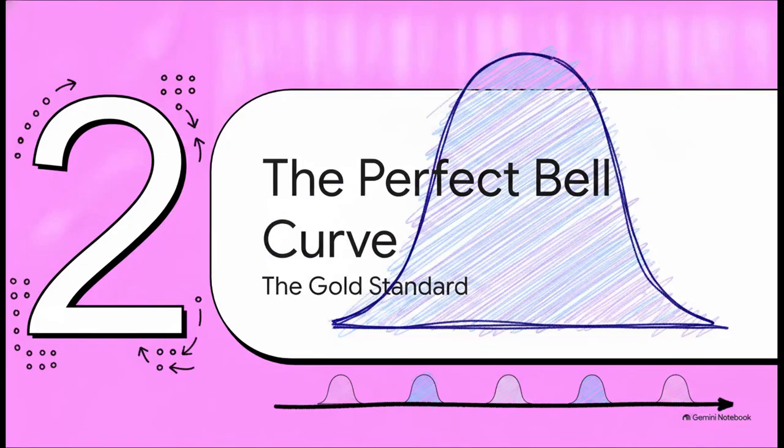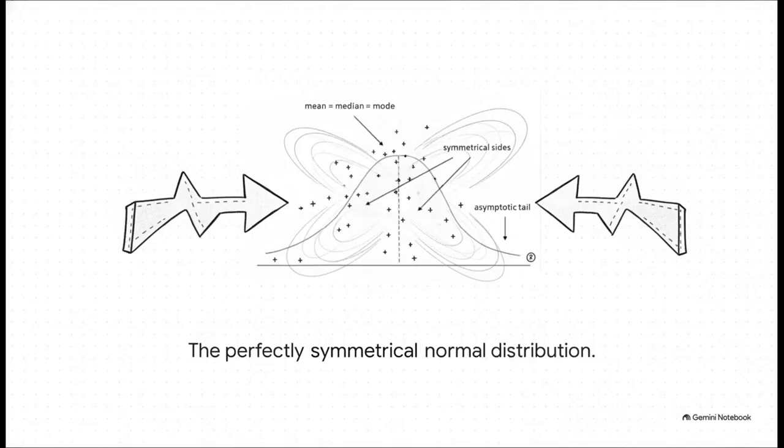Section 2. The perfect bell curve, the gold standard. Now, when we're talking about data health for continuous variables, this beautifully symmetrical normal distribution is our gold standard. The data clusters in a perfectly balanced way right around the mean, and the frequency just decreases gradually as you move outwards. This idealized shape is exactly what our parametric statistical techniques assume they're working with.